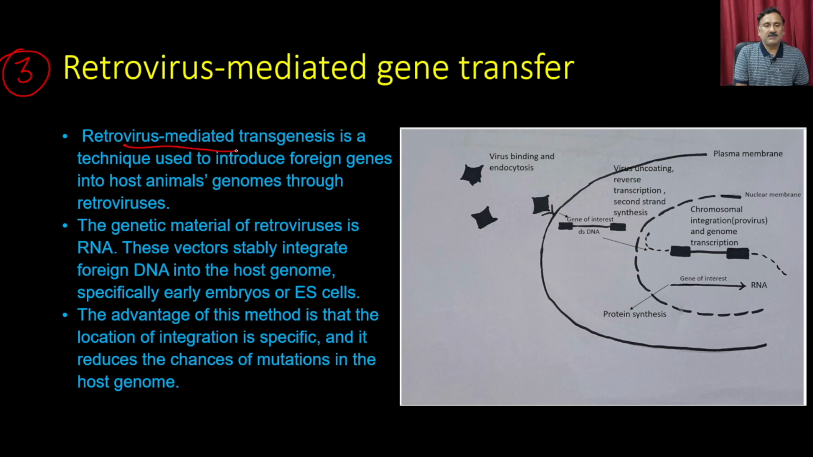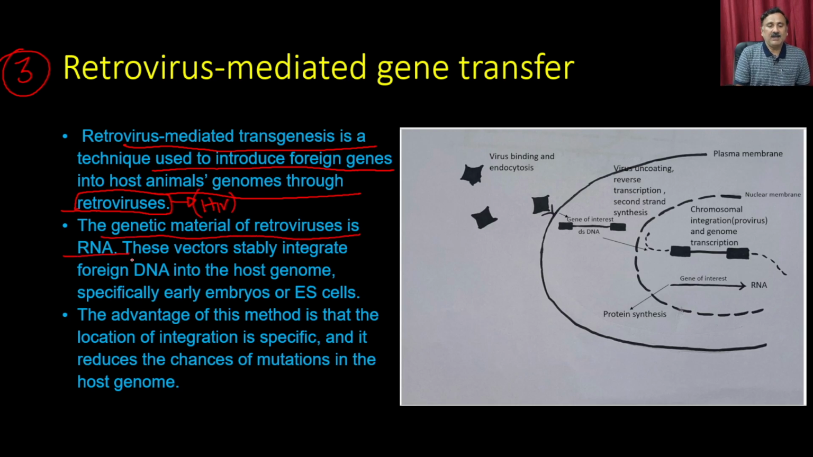Retrovirus mediated transgenesis is a technique used to introduce a foreign gene into the host animal genome utilizing retroviruses. Examples of retroviruses are HIV, the human immunodeficiency virus. The genetic material of the retrovirus is RNA, and these vectors stably integrate the foreign DNA into the host genome, specifically in early embryos or ES cells.